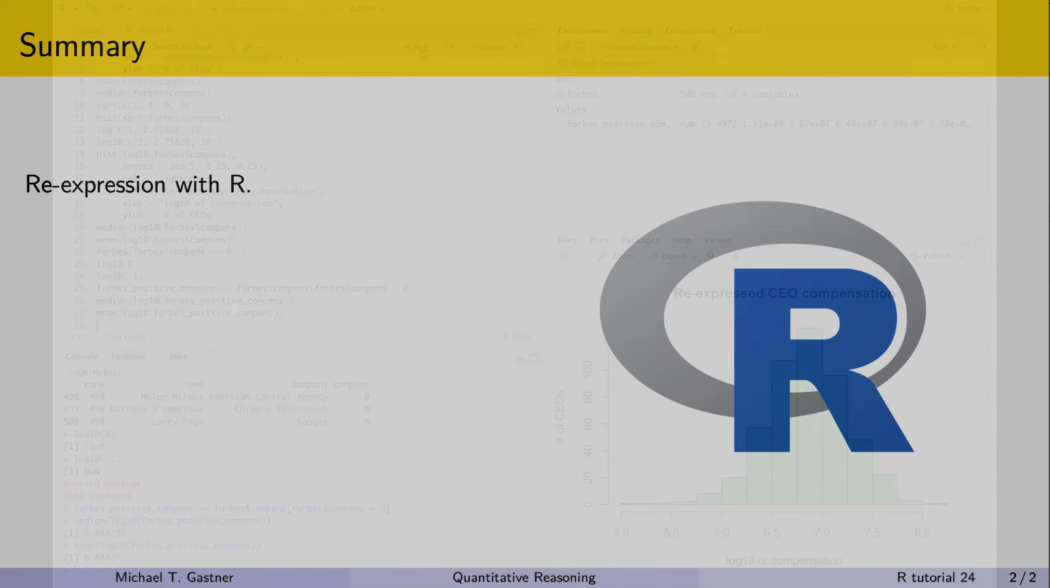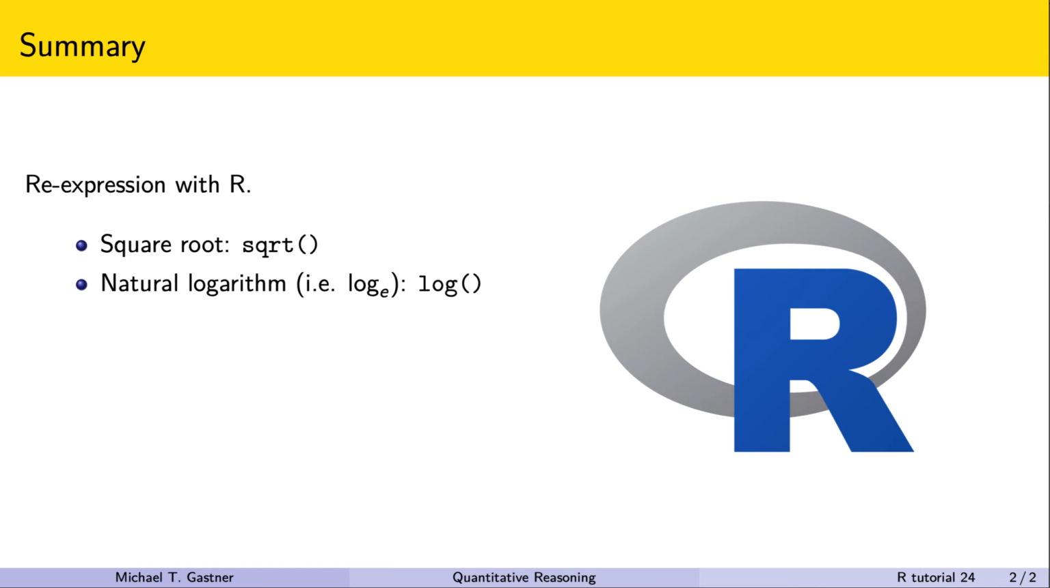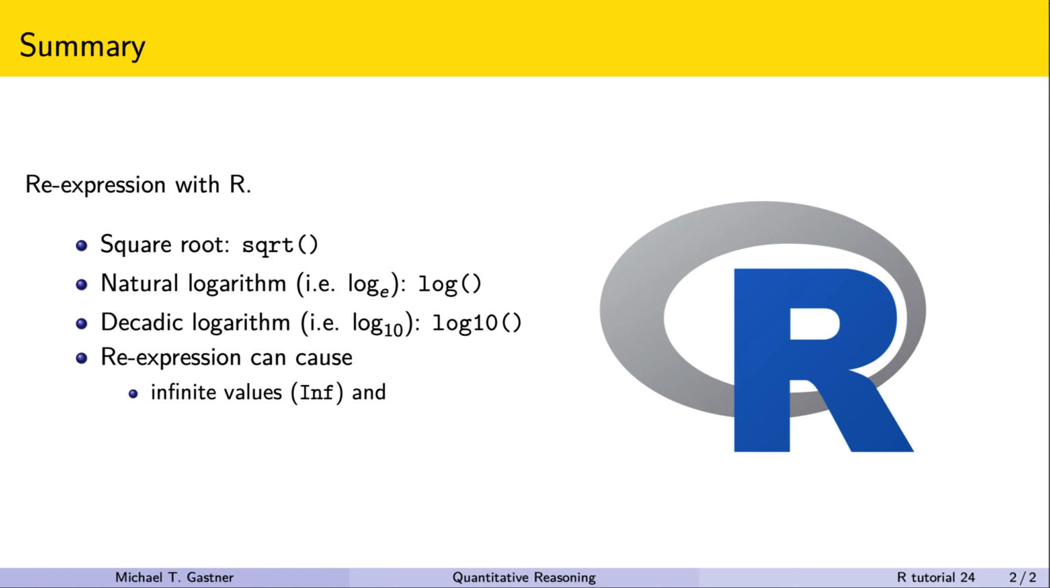In summary, we learned how to re-express data with R. We take the square root of a numeric vector with the function sqrt. We make log transformations with the log or log10 functions. Log returns the natural logarithms, log10 the decadic logarithms. When we re-express data, the result can become infinite or undefined, NaN.